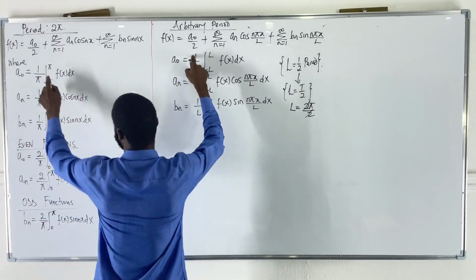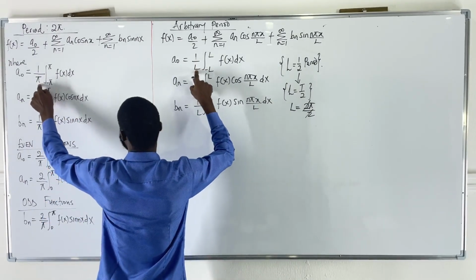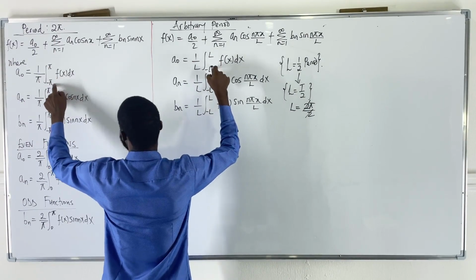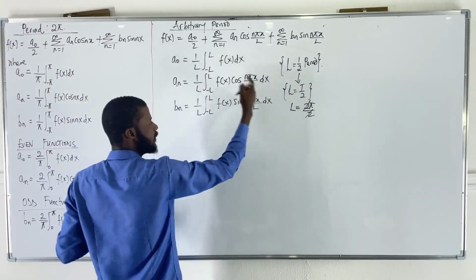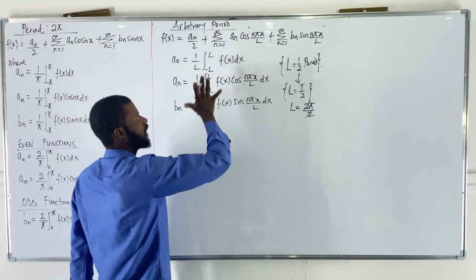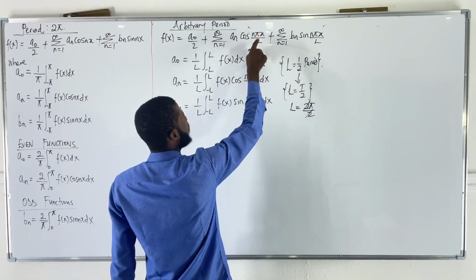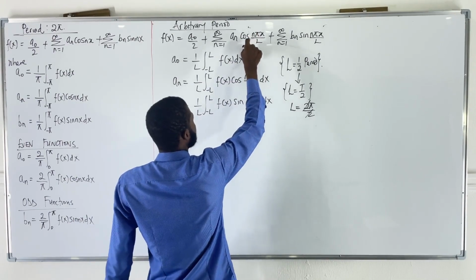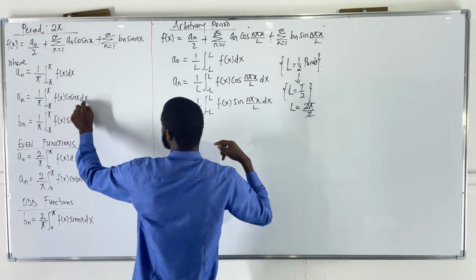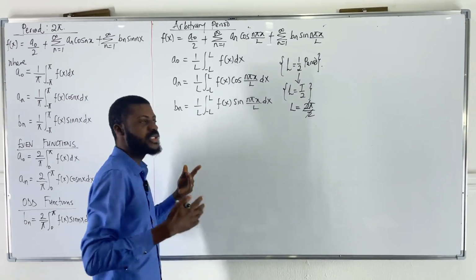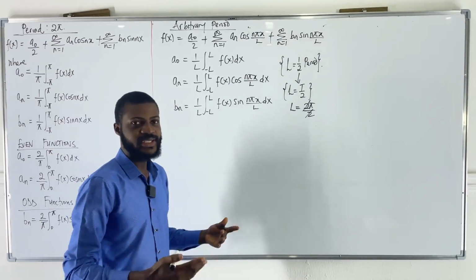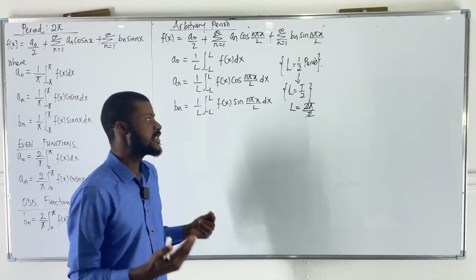Now let's come in. This will now become 1 over pi, integral from minus pi to pi, because our L is now pi. So this is a much more general formula. Then when you come here, if your L is pi, pi cancels out pi. So you now have just cos nx remaining. So this is a much more general approach. It's still the same thing.